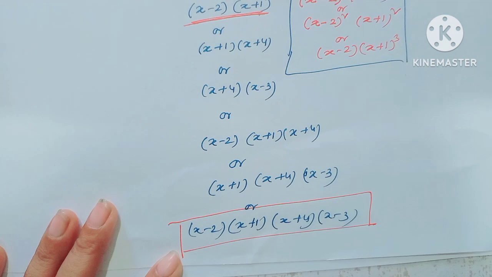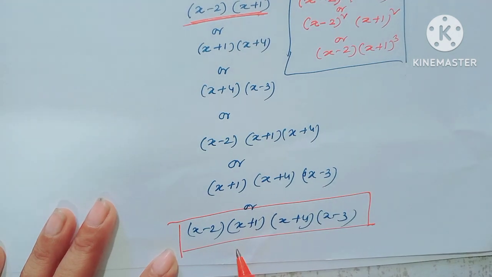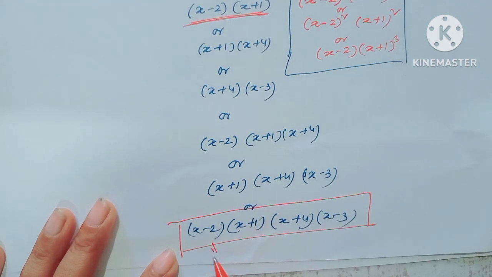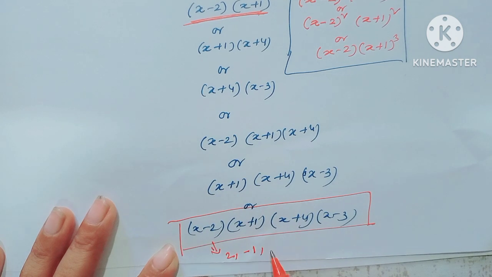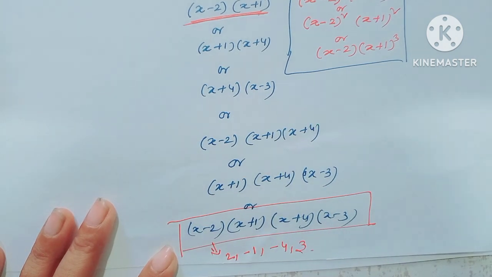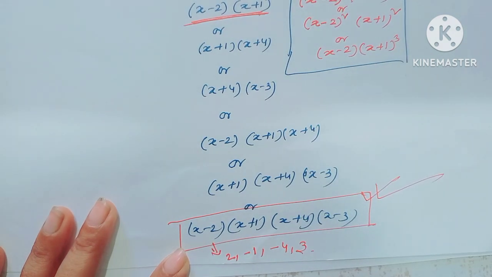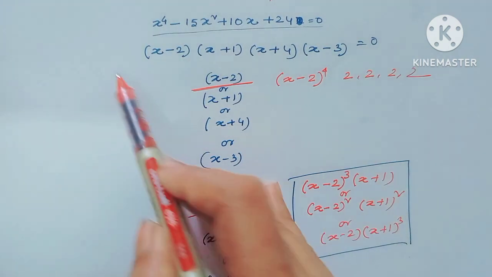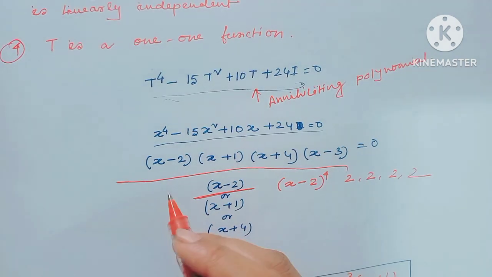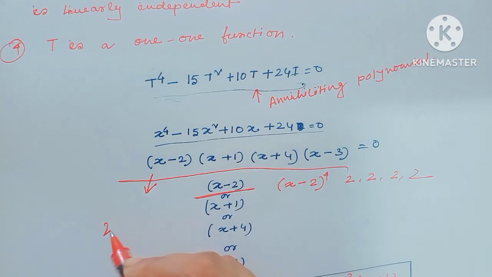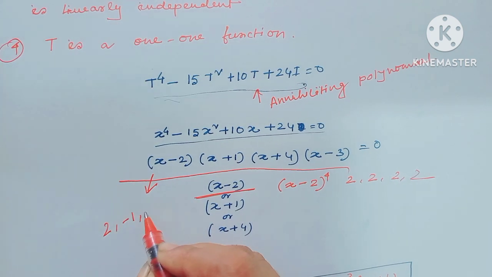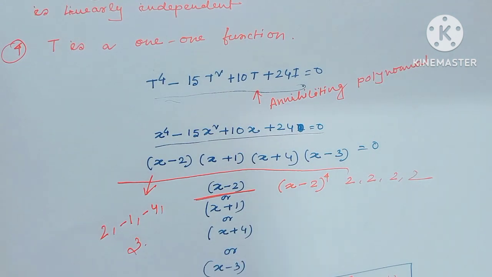For this possibility there exist distinct eigenvalues. These are 2, minus 1, minus 4, 3. Only this possibility always gives distinct eigenvalues. Otherwise this is not possible. So the minimal polynomial is this. That means if this is the minimal polynomial, then the eigenvalues are 2, minus 1, minus 4, 3.